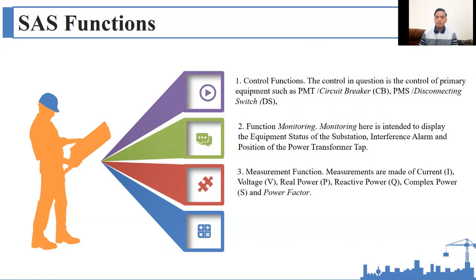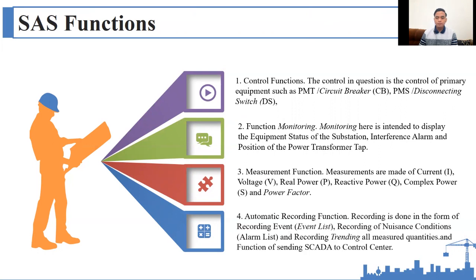Third is the measurement function. Measurements are made of current, voltage, real power, reactive power, complex power, and power factor. And the last is the automatic recording function. Recording is done in the form of recording events, recording of nuisance conditions, and recording trending of all measured quantities, and the function of sending SCADA to the control center.